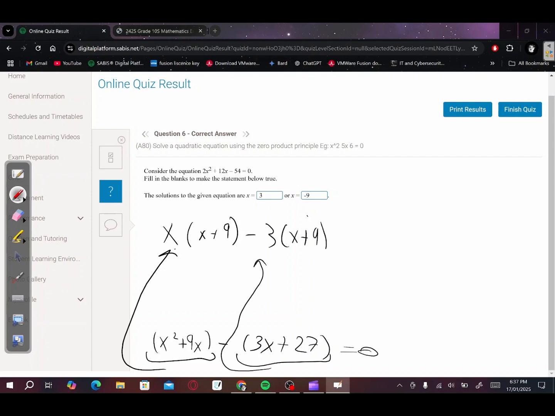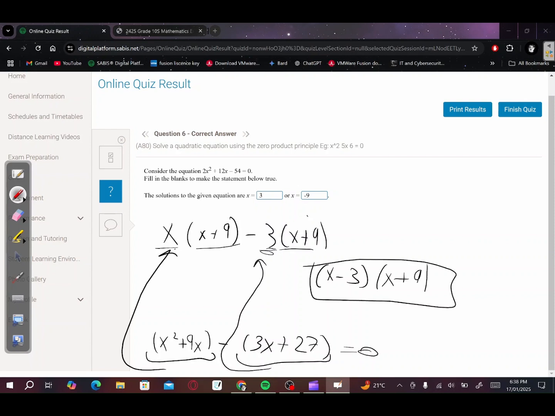Now we group this with this, and this with this. So (x minus 3)(x plus 9). This is our factored form. Now we're just going to set this equal to 0. x minus 3 equals 0, so x equals 3. x plus 9 equals 0, so x equals negative 9. There we go. These are our two answers.